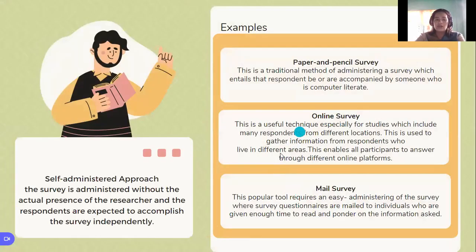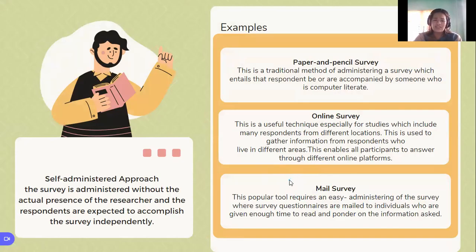Another one is what we call self-administered approach. For self-administered approach, this is where you as the researcher administer the survey without actual presence. So you can just give out the survey questionnaires, and it doesn't necessarily require you to be there or to join them.